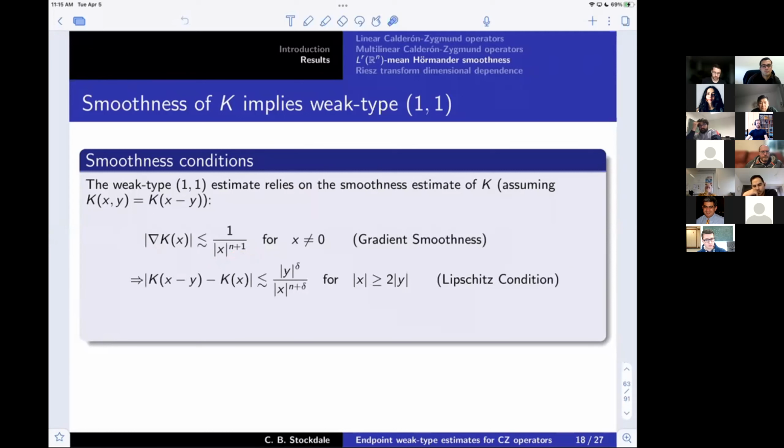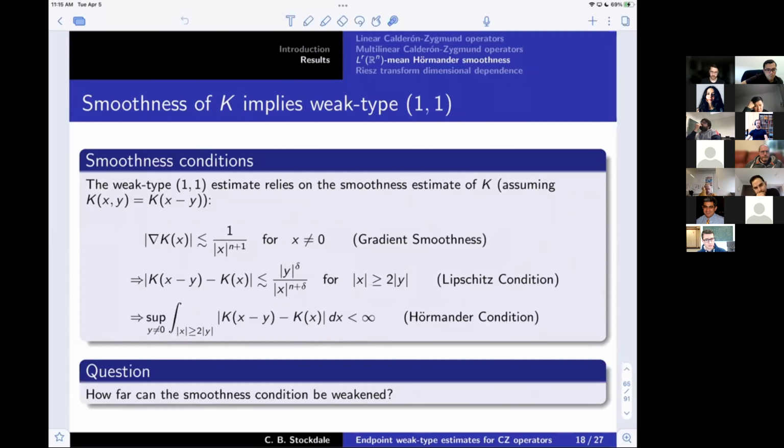That would imply this version here, where we take a difference of kernels and we get this type of control, which is similar to what I had in the first slide. This is typically called a Lipschitz condition. And actually, this would imply this integral smoothness condition, which was introduced by Hörmander. This one's actually what you would need to naturally complete the proofs that we were discussing earlier. So this is typically the hypothesis that I would work with in this setting. But the question is, can we weaken this? Can we weaken this any further?